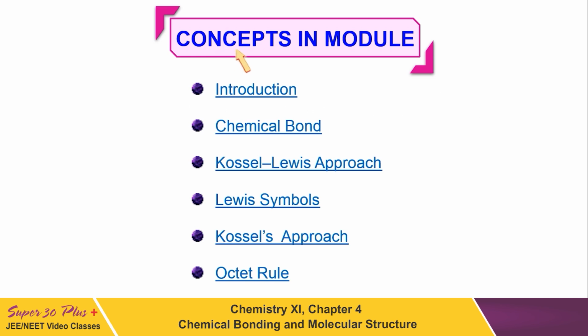These are the different concepts that we shall discuss in today's module. Today's session will give you an idea about the introduction, chemical bond, and the Lewis and Kossel approach of the atom. Then we shall study the Lewis symbols. What do we mean by Lewis symbol? Then we will study the Kossel approach towards the formation of bond. And then finally the octet rule.